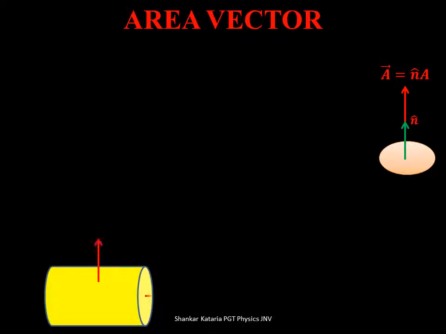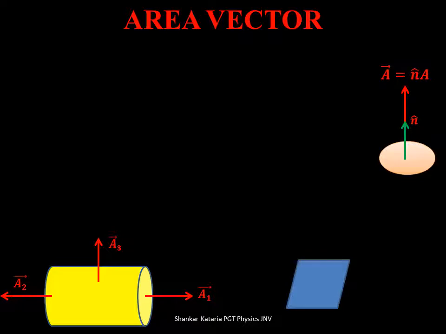Same way we have other shapes like a cylinder, which has a curved surface and two cross-sectional surfaces, so the area vectors would be outward drawn normals. You have a square or a rhombus, for which the area vector would be an outward drawn normal. It can be a part of a cube as well.